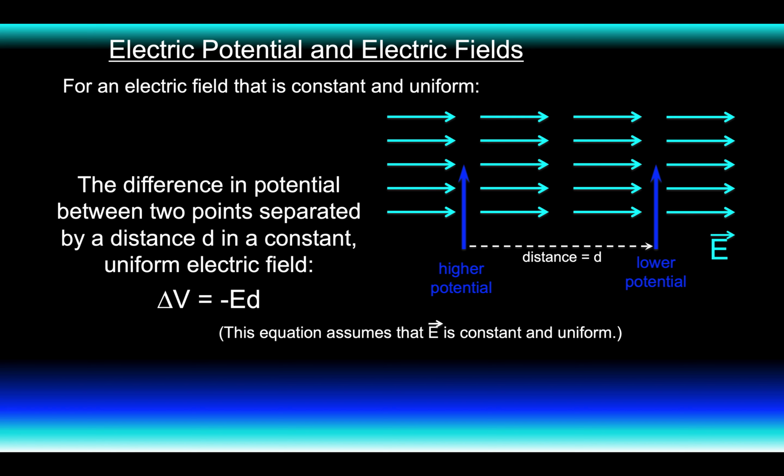Now, this equation does assume that the electric field is constant and uniform everywhere, and you will potentially need to use this equation on homework and exam problems. But you might be wondering, what about electric fields that are not constant and uniform? Is there a way to describe the difference in electric potential between locations in those electric fields? And there is, but in order to do that, we would need to invoke calculus.